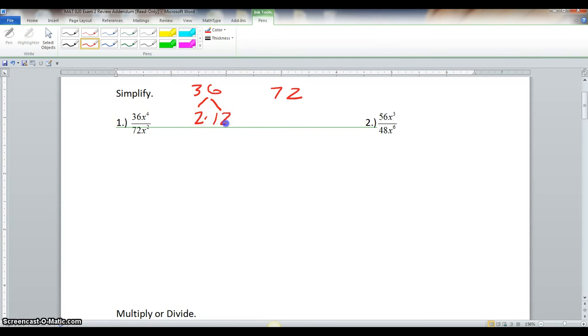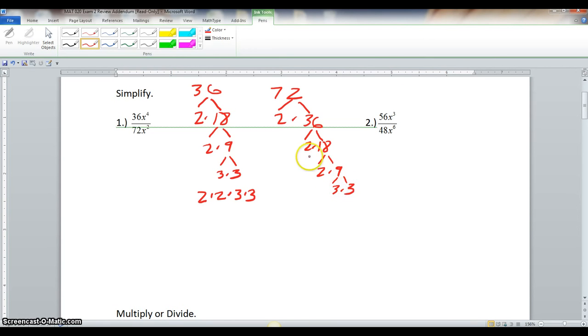36 breaks down to 2 times 18. 18 breaks down to 2 times 9. And 9 breaks down to 3 times 3. So we would have 2 times 2 times 3 times 3. That would take care of 36. Now with 72, it breaks down to 2 times 36, then 2 times 18, 2 times 9, and 3 times 3. So we'll have 3 2's and 2 3's.